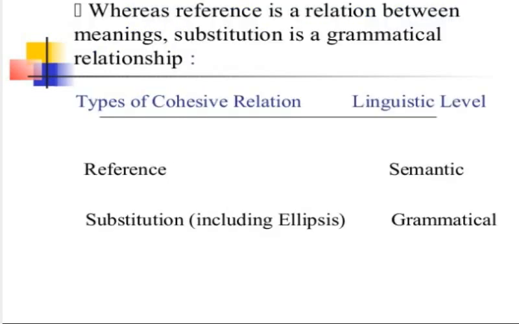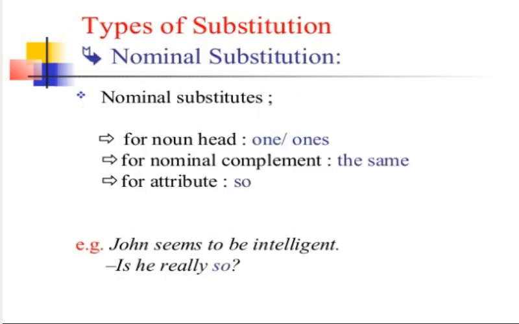Whereas reference is a relation between meanings, substitution is a grammatical relationship. Types of cohesive relation: linguistic level. Reference is semantic; substitution, including ellipsis, is grammatical. Types of substitution: nominal substitution. Nominal substitutes: for noun, one, ones; for nominal complement, the same; for attribute, so.